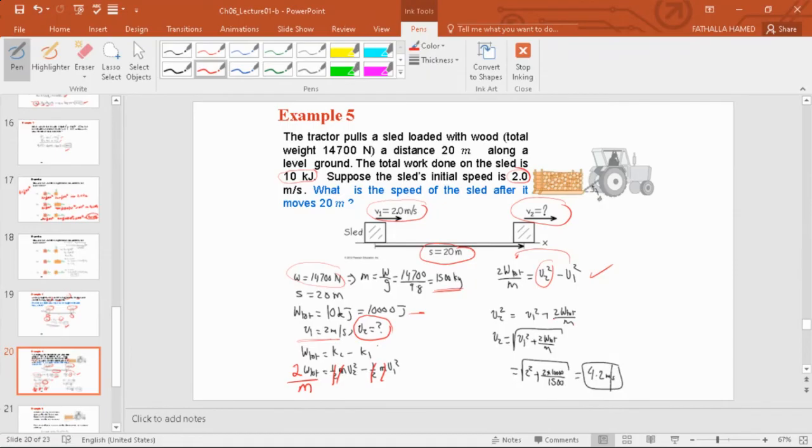Now they're interested in speed. Speed, you always take the positive square root. So it is the square root of v1 squared plus 2 W total divided by m. It's 2 squared plus 2 times the total work, which in joules is equal to 10,000, divided by 1,500 kilograms, and this gives you 4.2 meters per second. Is this clear?